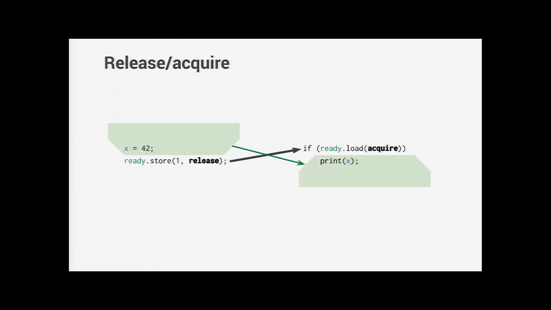So in particular, it means that things after the release can be hoisted before it, but things before the release cannot be sent below it. So it acts as a one-way barrier, actually. The right way of thinking about those is that the acquire behaves as the beginning of a critical section, and the release acts as the end of a critical section.